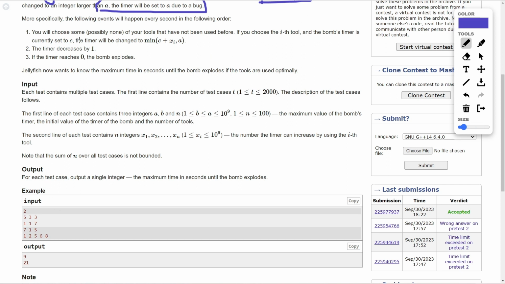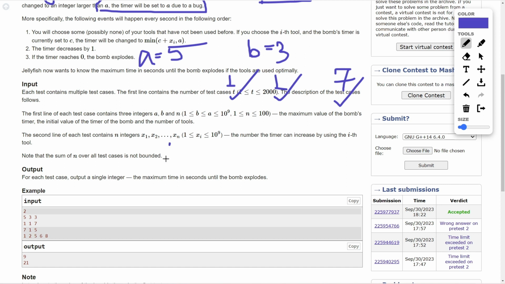So max is 5 and initial is 3. Then we have 3 tools, and each tool has the capacity to increase the timer, by 1, and the third tool can increase the timer by 7 seconds. This is a very easy implementation problem, but the only catch, the only logic here, is: when should we use a tool?